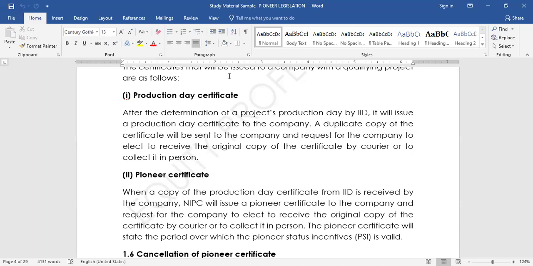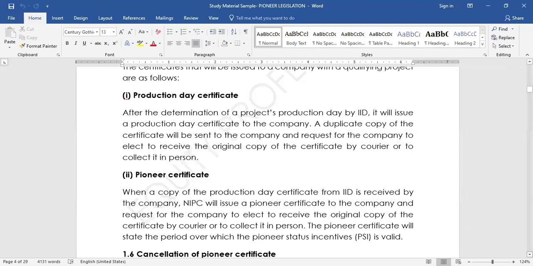So in your pioneer certificate, it will show the kind of product you want to produce. It will show your pioneer product. If you produce any product outside the product stated in the pioneer certificate, what will happen to the profit of such products? Non-pioneer product profit will be taxed. It will be subjected to tax. So in pioneer legislation, we normally give 2 certificates: production day certificate and pioneer certificate.